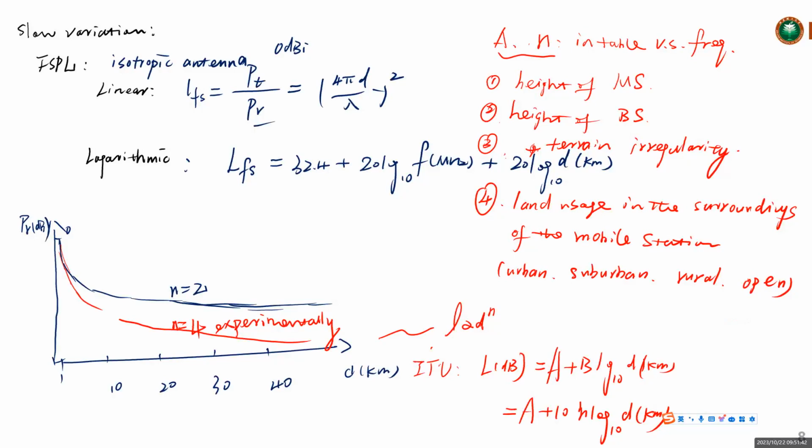And so then the path loss can be calculated based on the reference, right? We calculated it using N and the terrain irregularity, plus the path loss due to the environment.